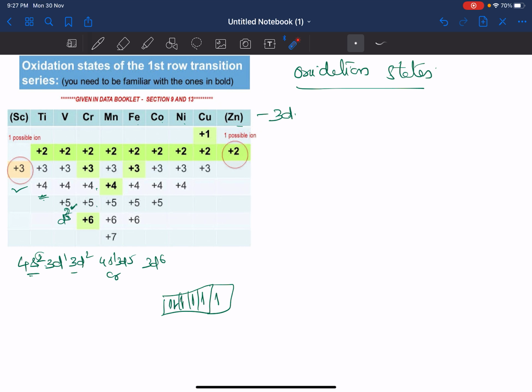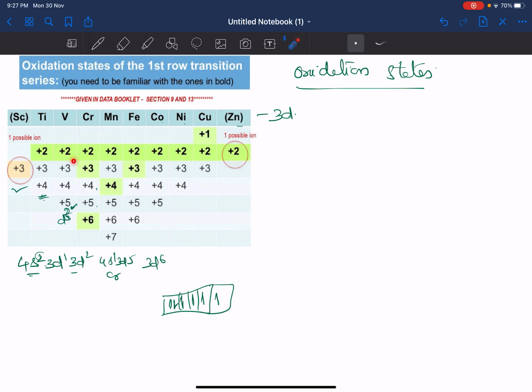Next, what are the stable oxidation states of these elements? +2 is the more stable oxidation state of all the 3d series, and +1 for copper is also stable, whereas chromium has +3 and +6. Manganese has +2 and +4. Iron has +2 and +3. Cobalt is +2, and nickel is +2 and +4, whereas copper is +1, +2, and zinc is +2. These are the stable oxidation states of the 3d series elements.